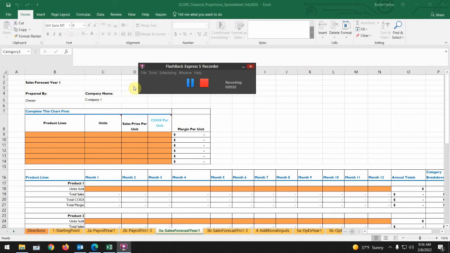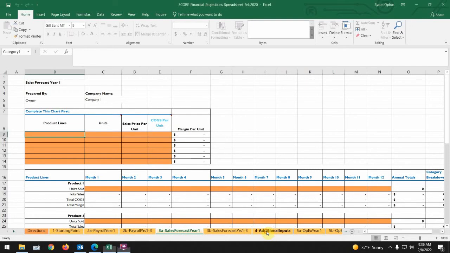As we move along on our project number one, we've looked at the starting point, we've looked at the payroll for years 1 and 2 through 3. Now we go on to the sales forecast, and same thing. We've got year 1 and then years 2 through 3. Then we've got to do some things on the additional inputs tab, and we'll get to that. There's some things there that are definitive that you need to change that are fairly simple, and I think I can walk you through it.